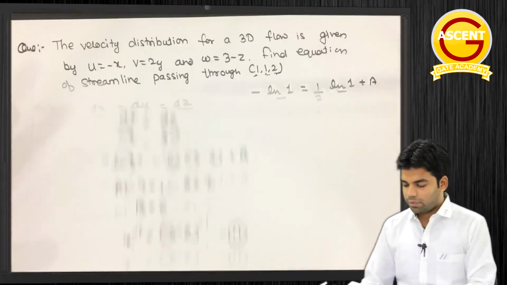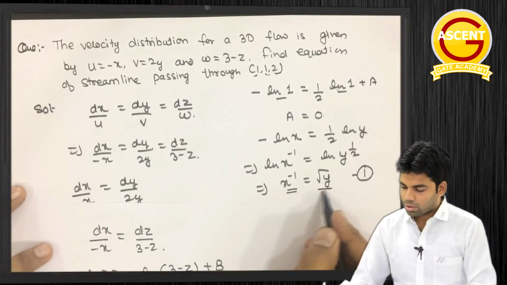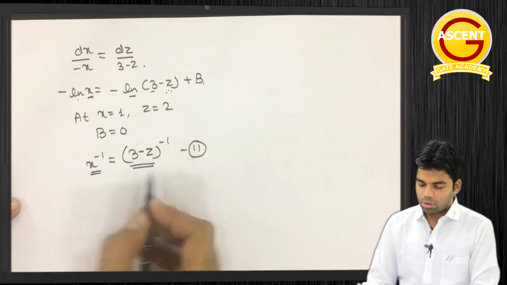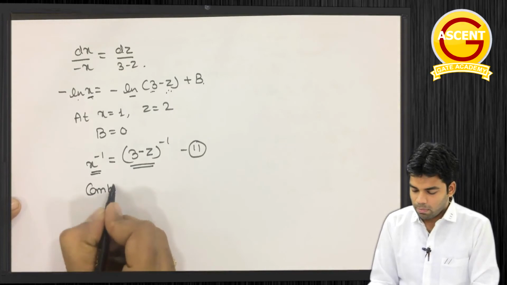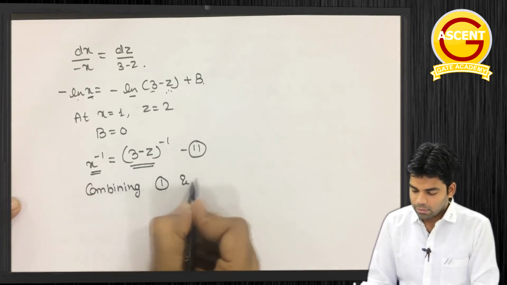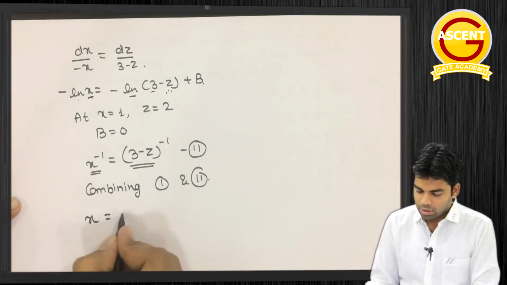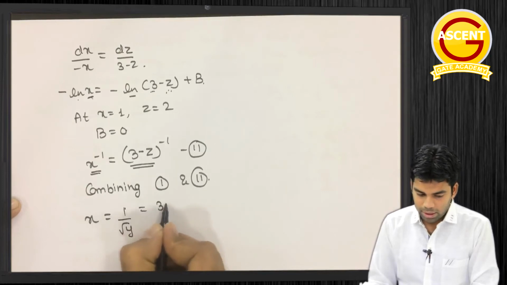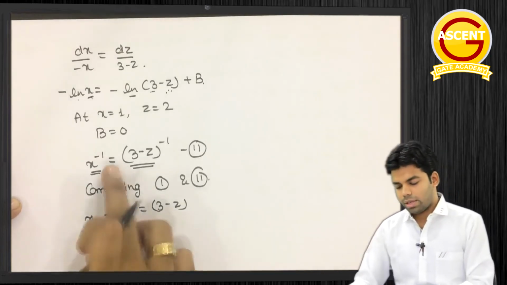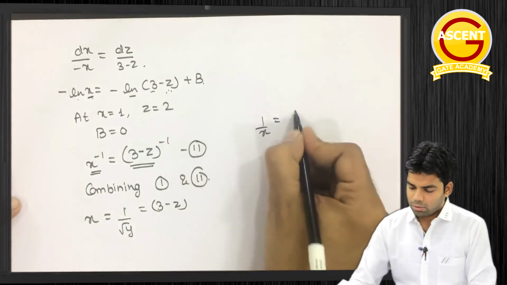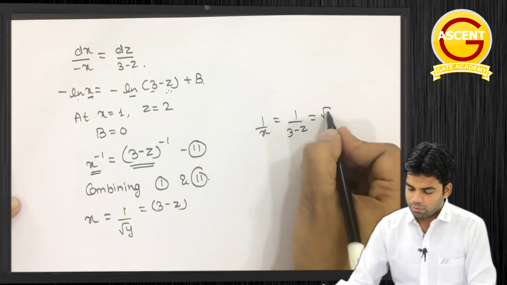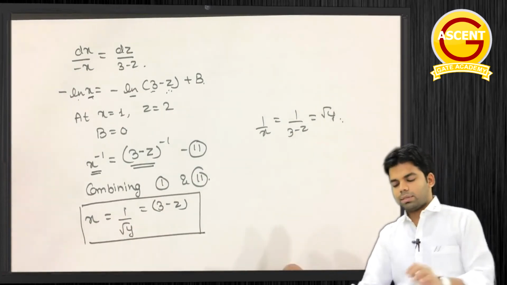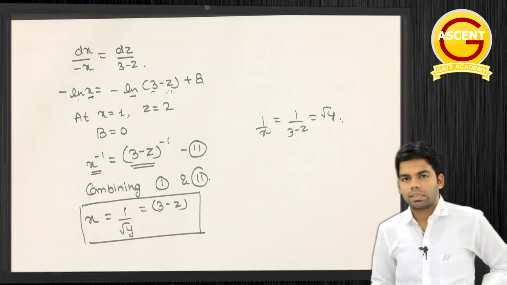So we had equation number 1 as x inverse is equal to root of y. Second is x inverse is equal to 3 minus z inverse. Combining equations 1 and 2, finally we will get the equation x is equal to 1 by root y is equal to 3 minus z. This is our final equation. X inverse, or 1 by x, is equal to 1 by (3 minus z) is equal to under root of y. Or the final equation, x is equal to root y is equal to 3 minus z. Getting this? So this is how we can determine the streamline equation.